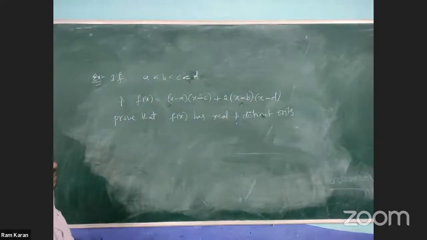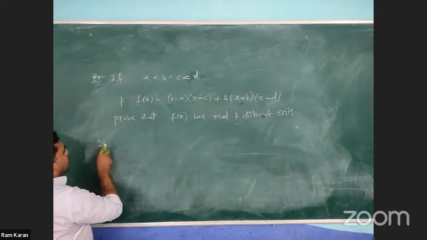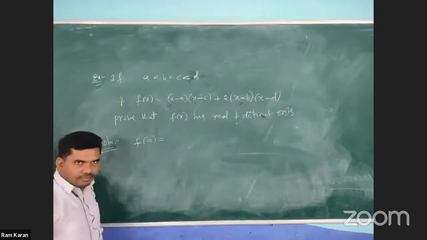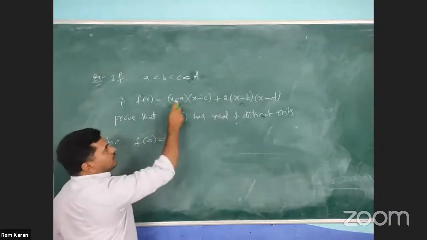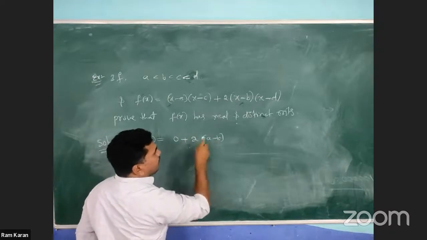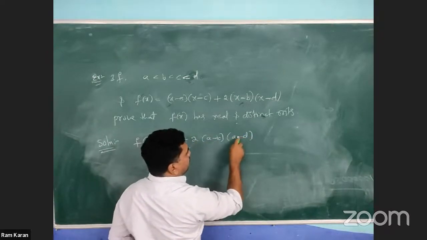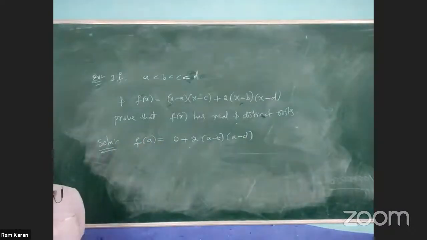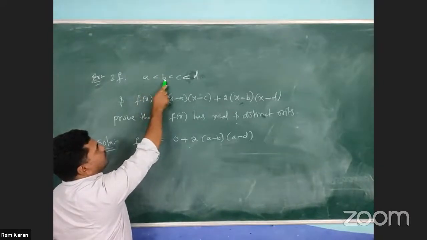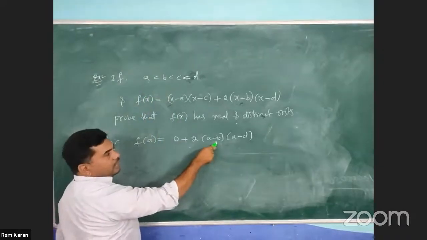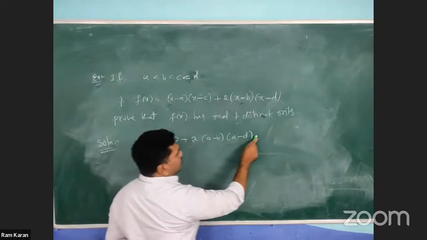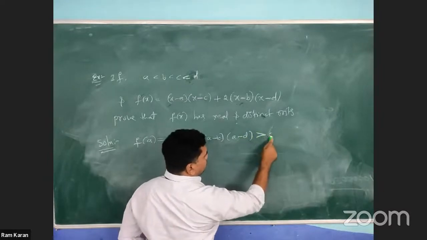Clearly, see what I am doing in the solution. I am substituting a in f of x. Substitute a here: a minus a is 0, so the first quantity is 0, plus 2 into a minus b into a minus d. a minus b is less than 0 since b is more than a. Similarly, a minus d is also less than 0. Negative into negative becomes positive, so f of a is greater than 0.